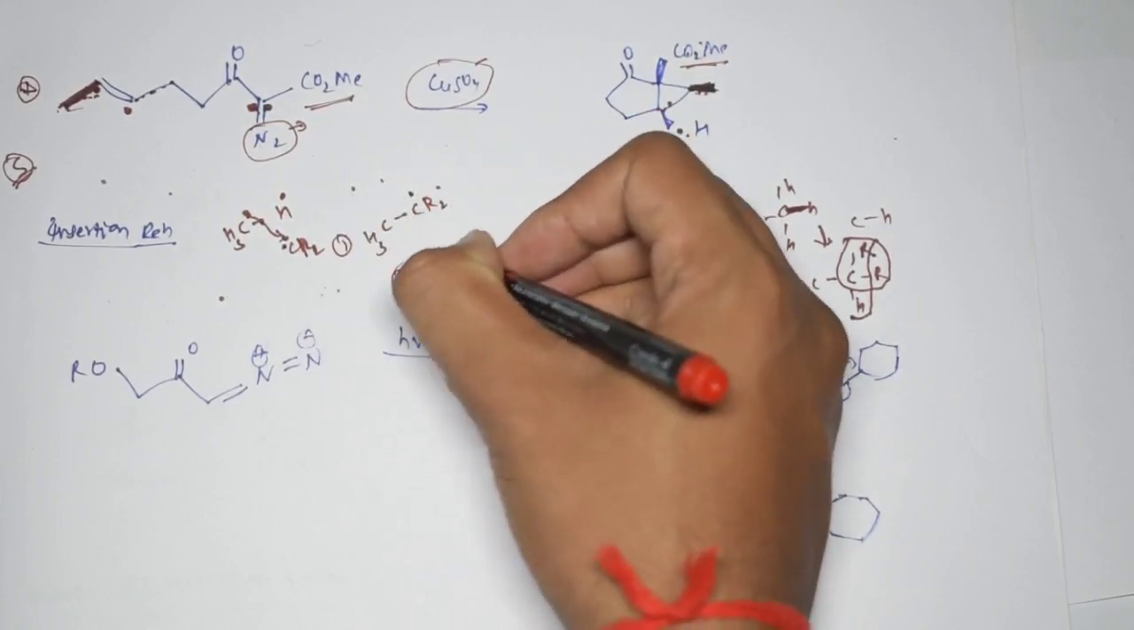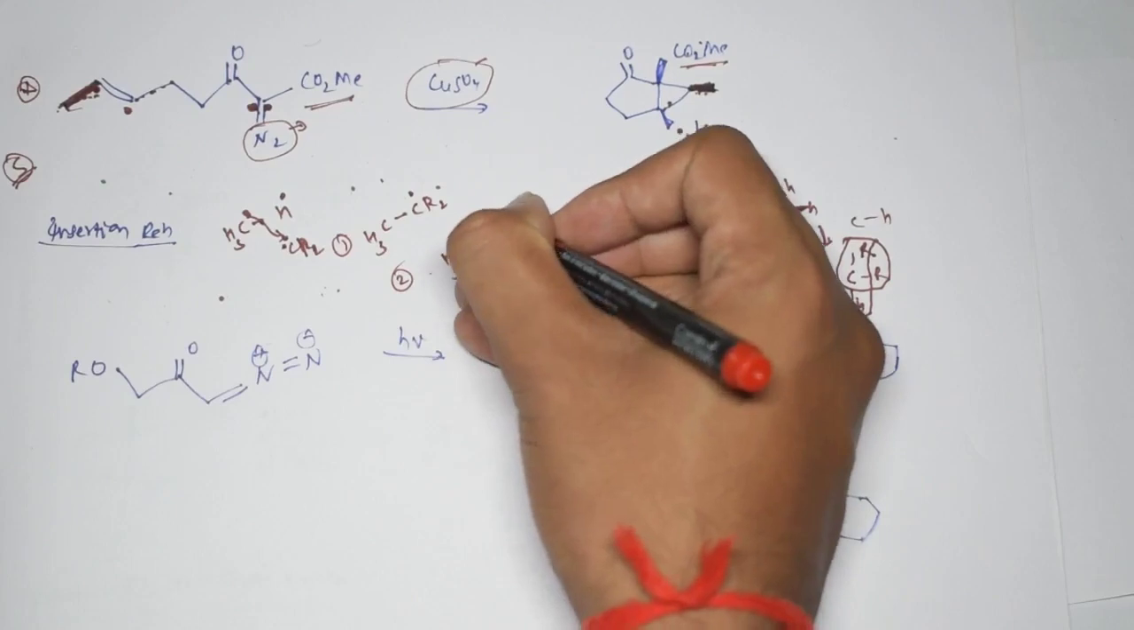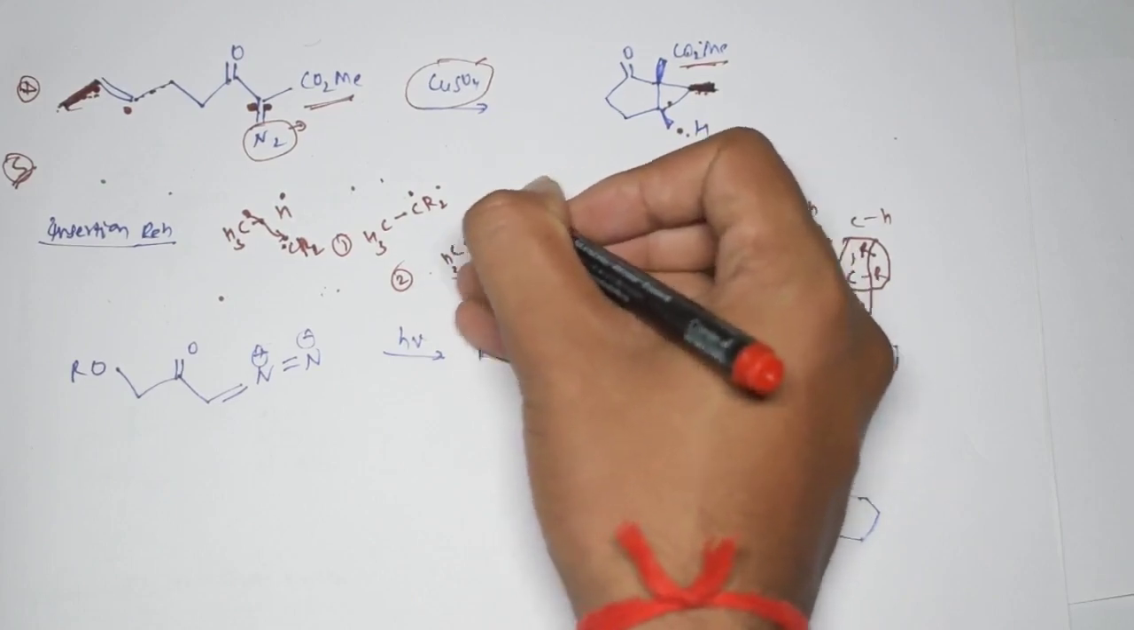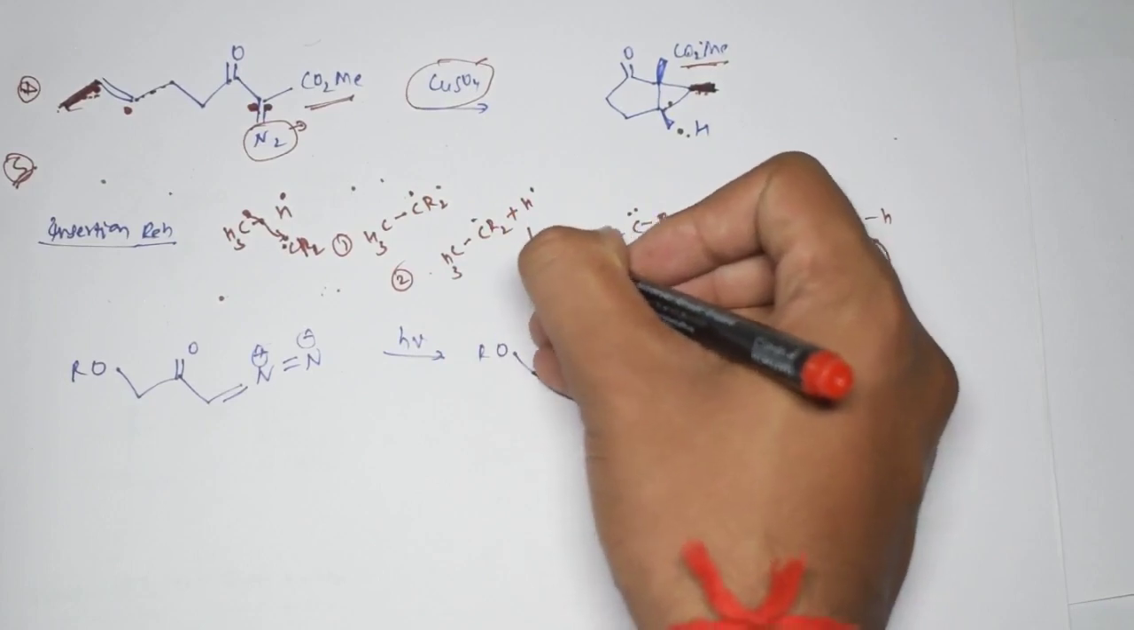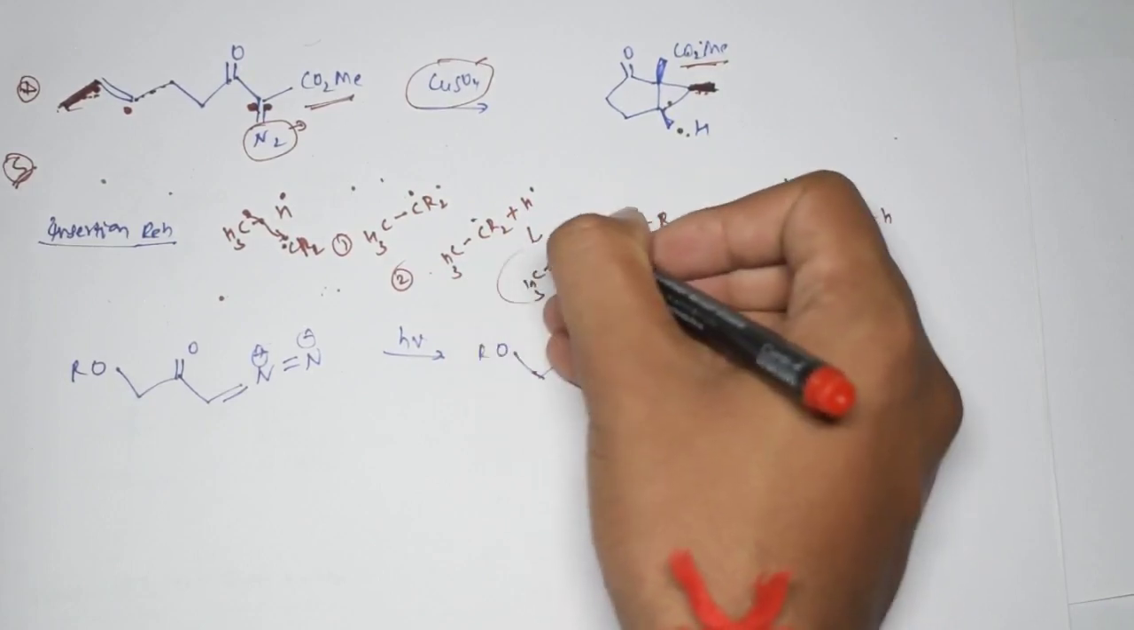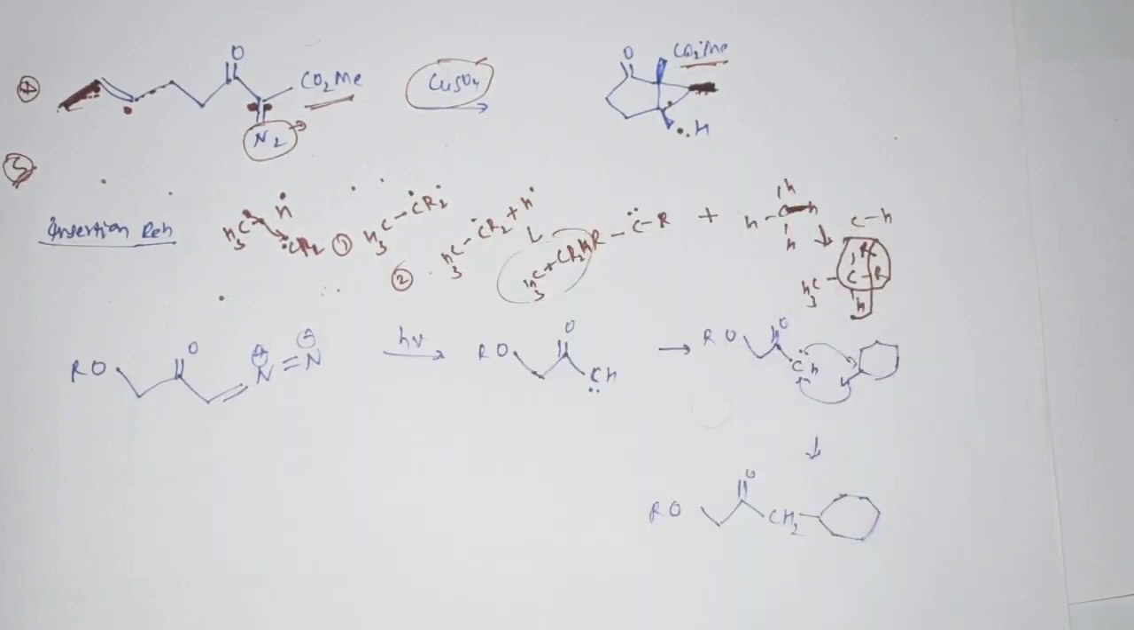And in the second step, what will happen? Here we will have this CH3, and here we have this CR2 and this hydrogen radical, right? So they both will combine, and the product formed will be CH3 CR2H, like this, right? So this will be the process whatever I am talking about. So this is the first example.